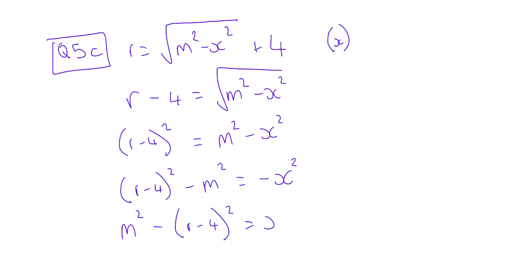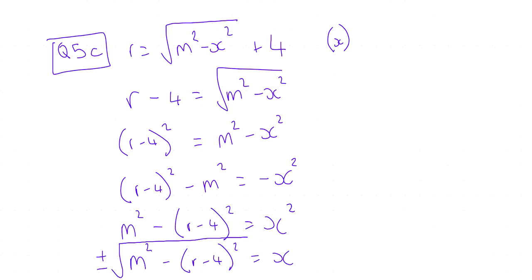If you really wanted to, you could have written it like this. If you wanted to, that is also correct. I'm just rewriting it like this because it's a little bit clearer to see. And now I need to get rid of this square. So now I'm going to say m squared minus r minus 4 squared is x. And I'm going to take the square root of all of this, and it's going to be both positive and negative. So that's a pretty tricky question, but this is what it should have looked like.